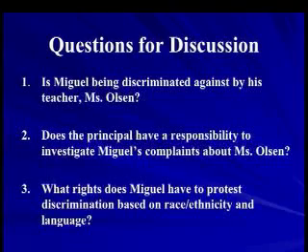Let's take a look now at the questions around this scenario. The first question that I'm going to ask you to take a look at is, is Miguel being discriminated against by his teacher, Miss Olson? We'll talk about that in our small group. We also want to talk about, does the principal have a responsibility to investigate Miguel's complaints about Miss Olson? And thirdly, what rights does Miguel have to protest discrimination based on race, ethnicity, and language?